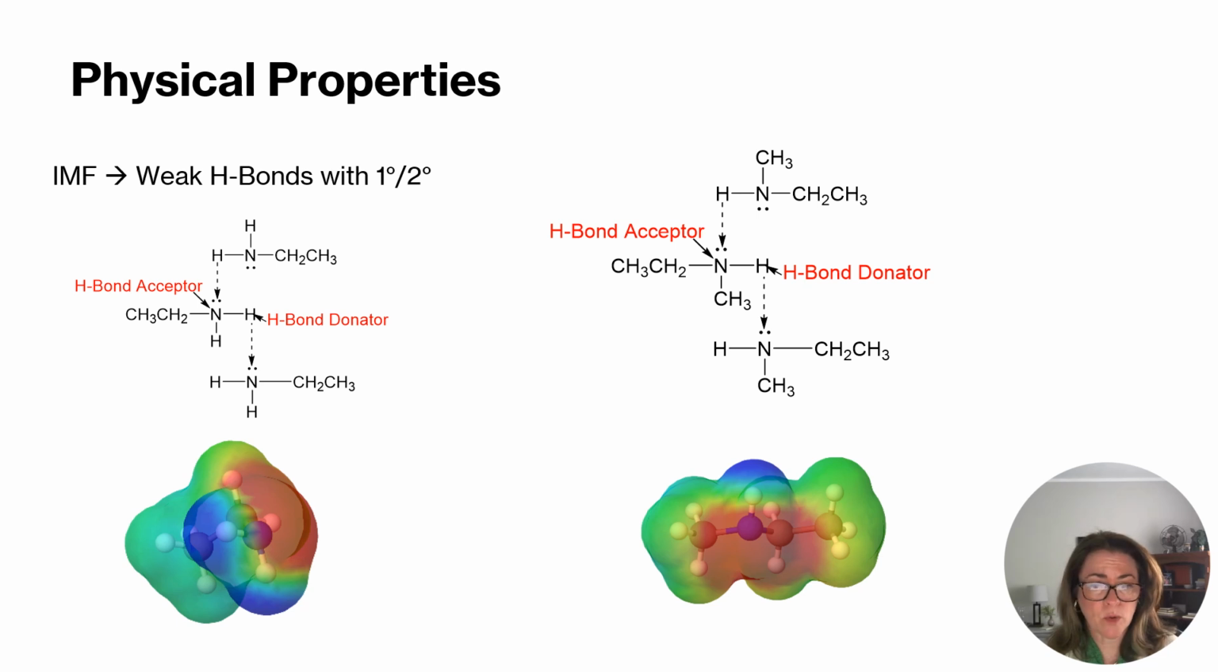Another thing I wanted to point out is that if we pull up Mole View for both of these compounds, you can see very distinct red and blue areas. So the nitrogen is going to be slightly negative, the hydrogen is going to be slightly positive. This is a relatively large difference in electronegativity, which is why you see such dramatic colors when we pull up Mole View. So again, the takeaway is primary and secondary amines are going to have weak hydrogen bonding.